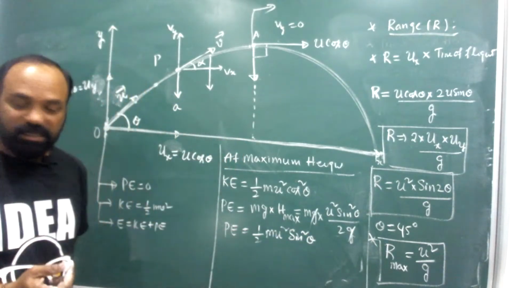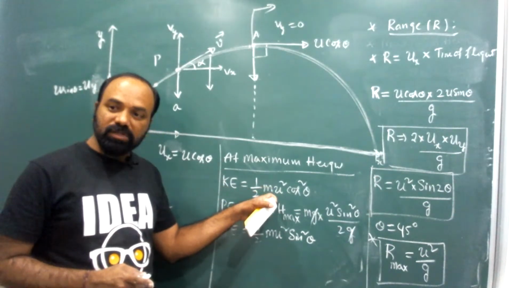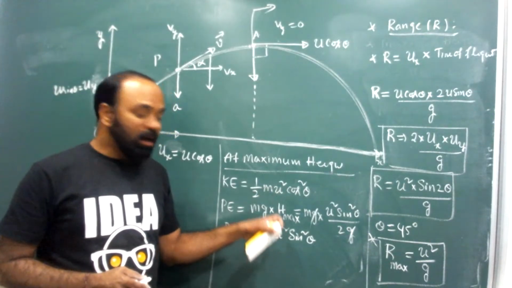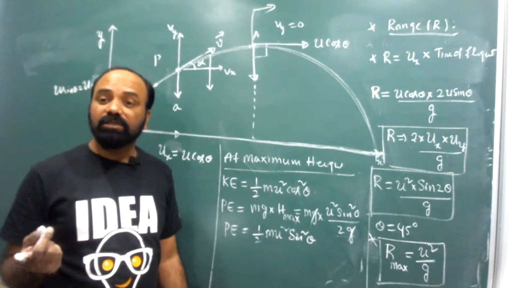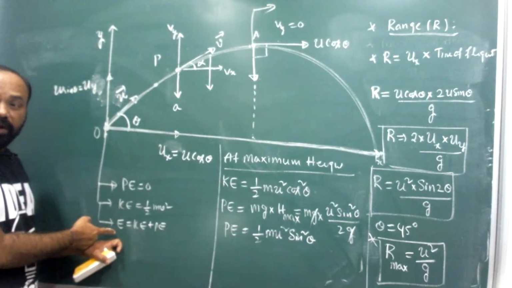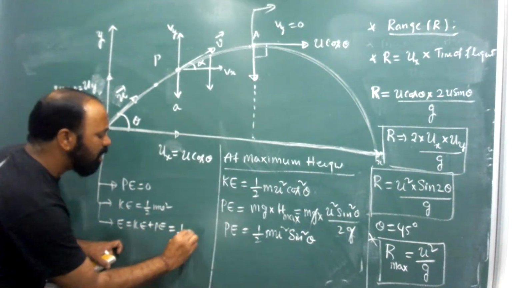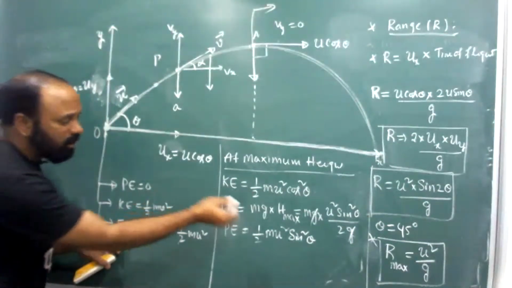Suppose they ask total energy, kinetic energy plus potential energy. This is half m u square cos square theta, and this is half m u square sin square theta. If you take half m u square common, sin square theta plus cos square theta, what is the value? 1. So at the point of projection, what is the total energy? Half m u square.